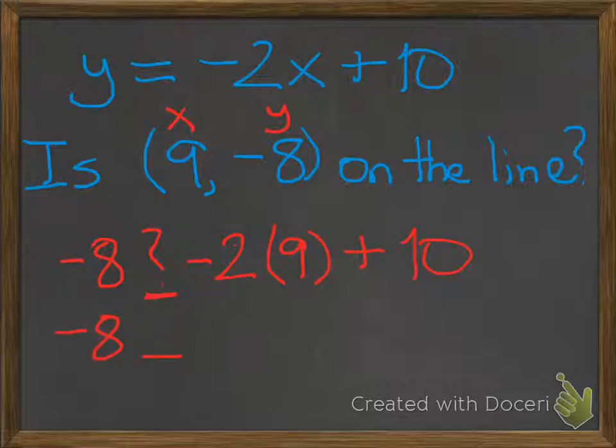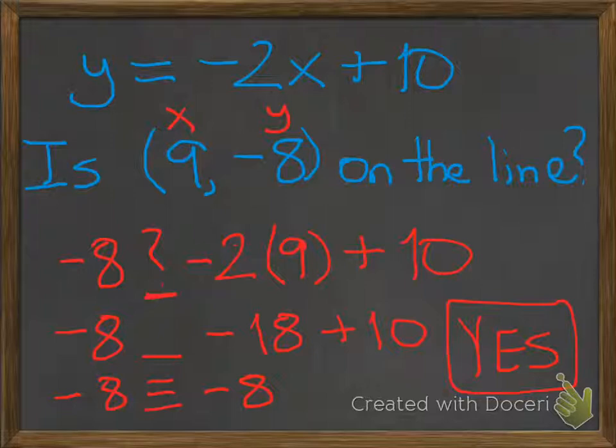And then we're going to do negative 2 times 9, which is negative 18, plus 10. All right? Then we just simplify: negative 18 plus 10 is negative 8. So since negative 8 appears on both sides of the blank, we know that they are equal. And since the numbers are equal, the question, is (9, negative 8) on the line, the answer would be yes.